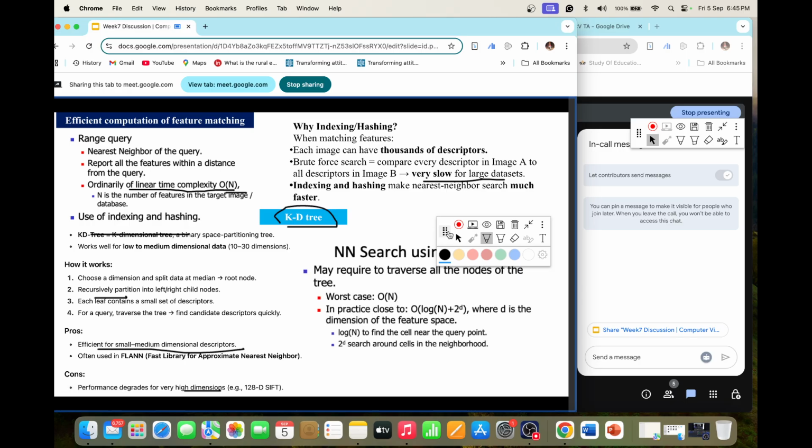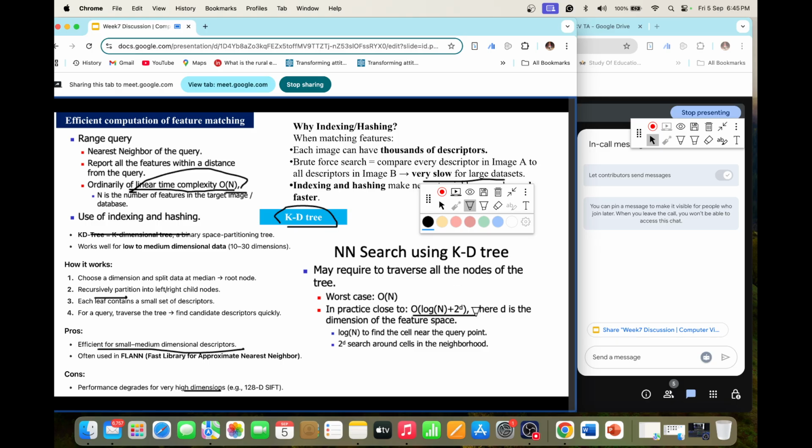So what it helps is, earlier our time complexity, that was the problem, was linear time complexity, but now it decreases the time complexity to O(log n + 2d). That means we are moving from linear time complexity to logarithmic time complexity, and a logarithmic value is always lesser than a linear value. So that is how we are decreasing the time complexity. Okay, so here we have two parts. One is log n, which finds the cell near the query point, and 2d is searching around the cell in the neighborhood. Okay, so that is how KD tree works.